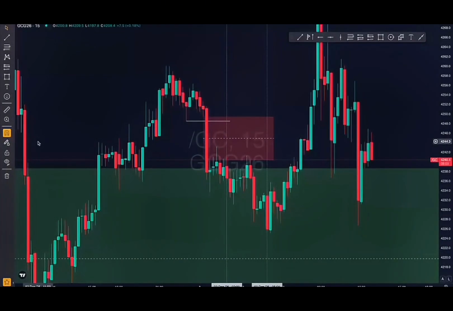And today I just want to quickly go over a gold setup that I missed during the London session. I overslept, but I just want to go back and show you the setup that I would typically take if I was up during that time.